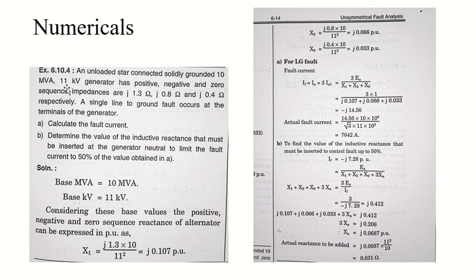Now you have to find the value of the inductive reactance that must be inserted to control the fault up to 50%, right? You have to insert an inductive reactance to control my fault up to 50%. And you already know what the value of the fault current is, right?